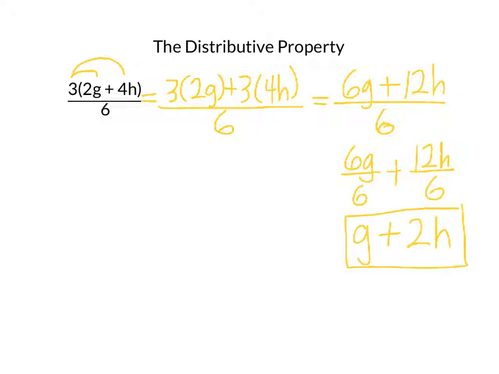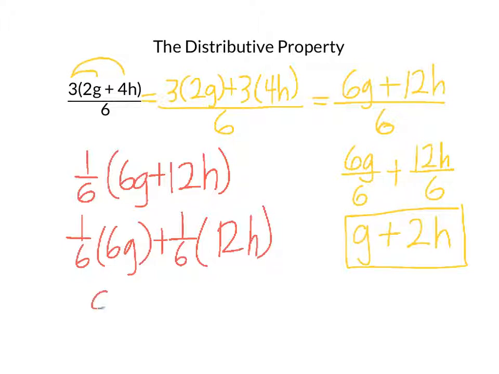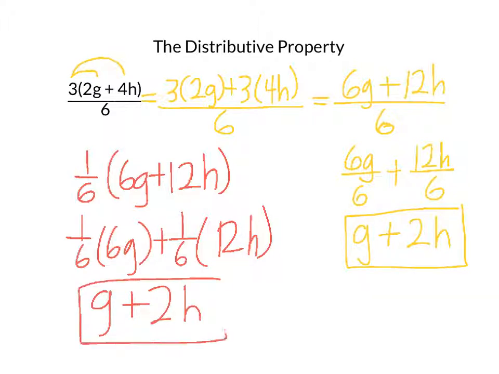Or again, I could turn it into division by 6 is the same as multiplication by 1/6. So I could write it as 1/6 times 6g plus 12h. And then do 1/6 times 6g plus 1/6 times 12h. And 1/6 of 6 is 1g, and 1/6 of 12 is 2h, and you see we get the same answer anyway.